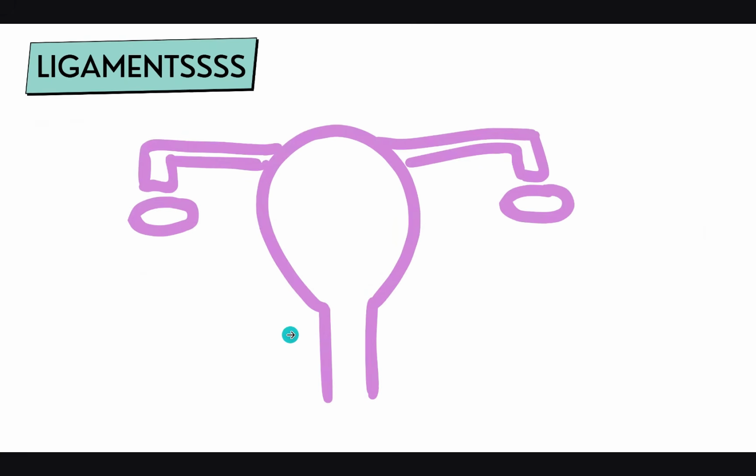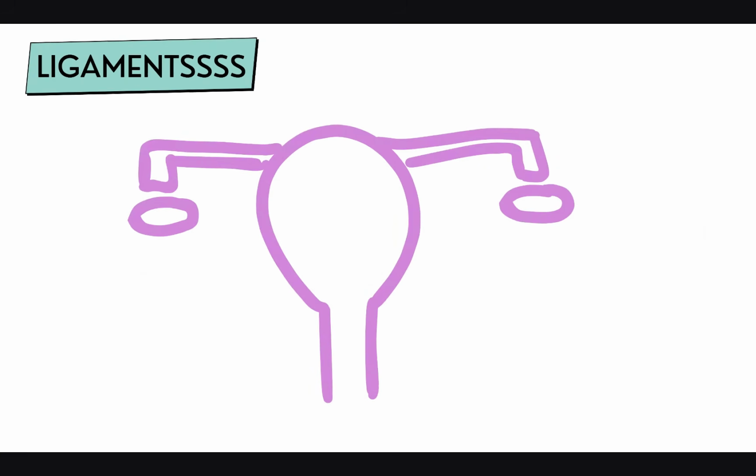Okay, now moving on to the most important part of the lecture, which is all the ligaments and structures that keep the uterus and the vagina and everything in place in the pelvic cavity. As you can see, the lungs usually are kept in place by the ribs. But what about the pelvic structures? The pelvic structures have a ton of ligaments and supports that we're going to talk about.